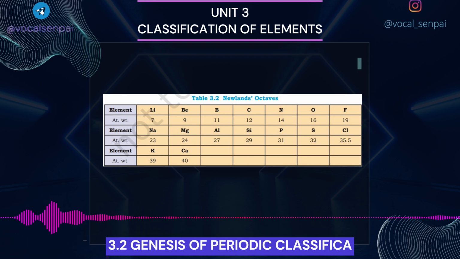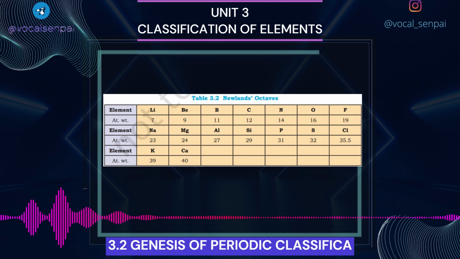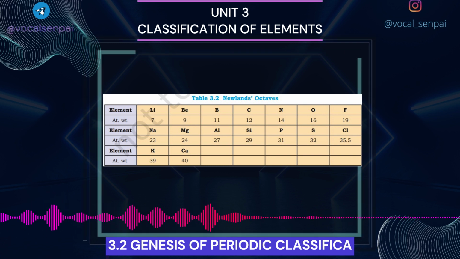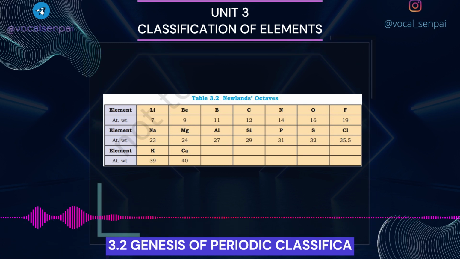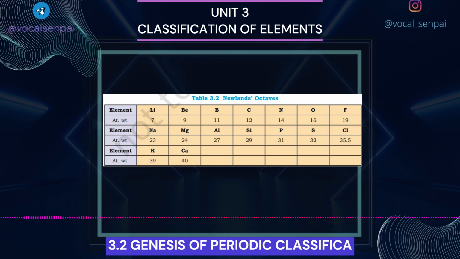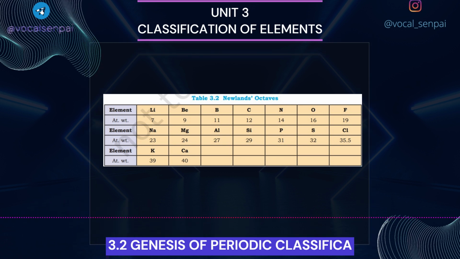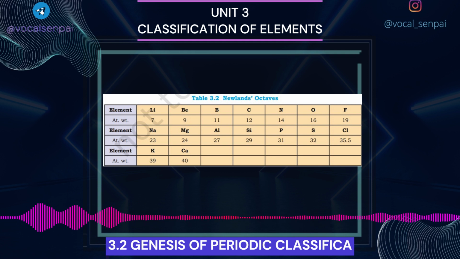The next reported attempt to classify elements was made by a French geologist, A.B. de Chancourtois in 1862. He arranged the then known elements in order of increasing atomic weights and made a cylindrical table of elements to display the periodic recurrence of properties. This also did not attract much attention.